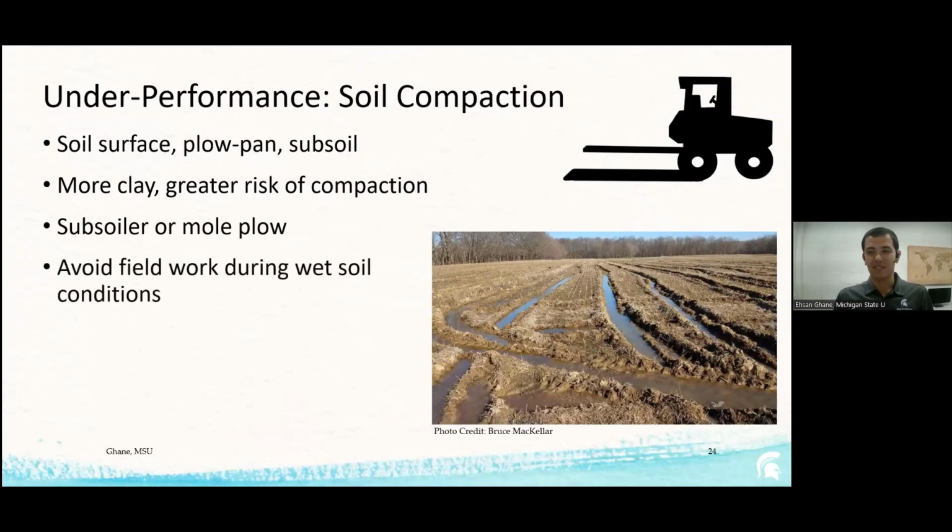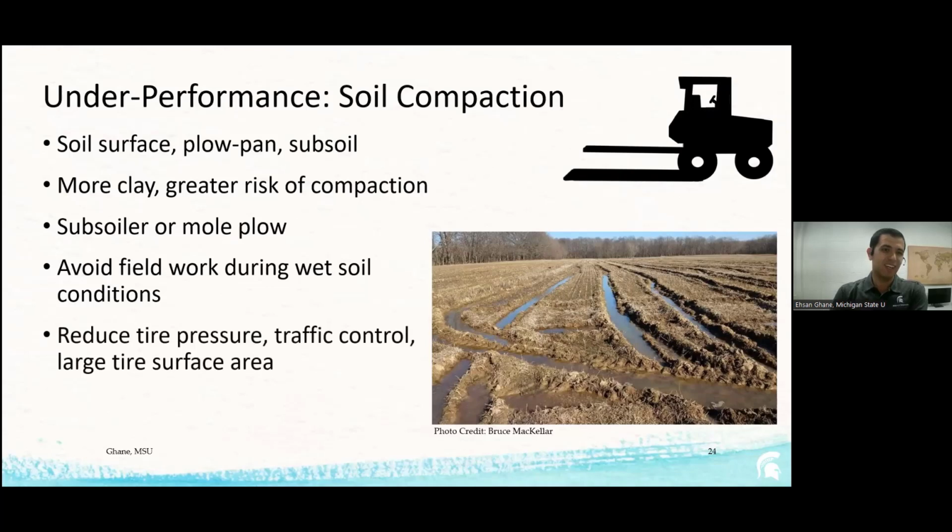Basically, what happens is that field work occurs when the soil is wet, and then the soil gets compacted. So I would say avoid field work when the soil is wet. Otherwise, it's going to compact the soil, and it doesn't matter if you have the world's best drainage system, water can't really get to the tile pipe. Another one, reduce the tire pressure, have traffic control go on certain pathways, and have larger surface area for the tires. Those would help reduce the pressure on the soil.